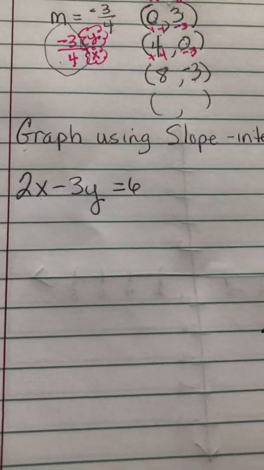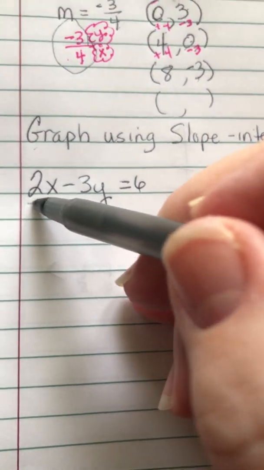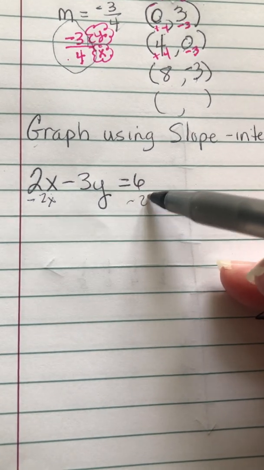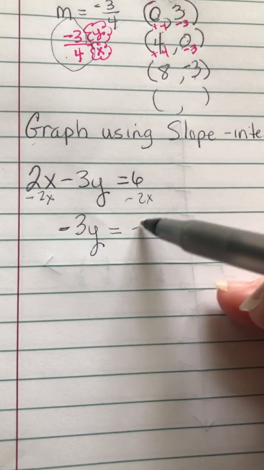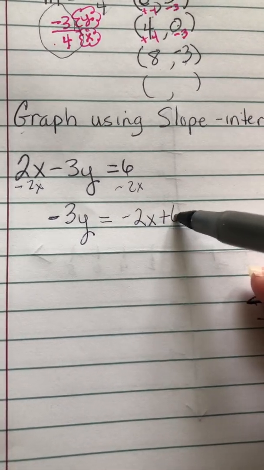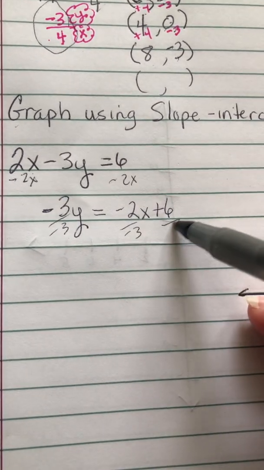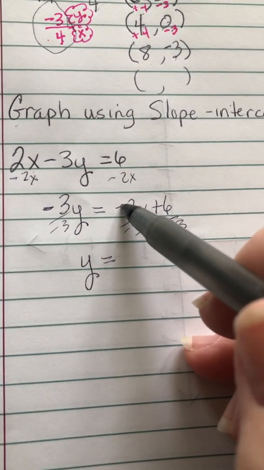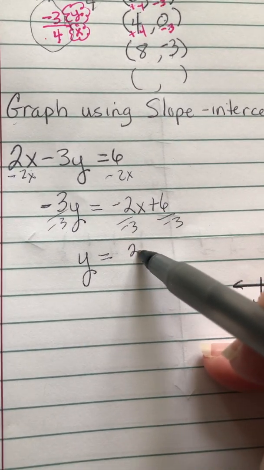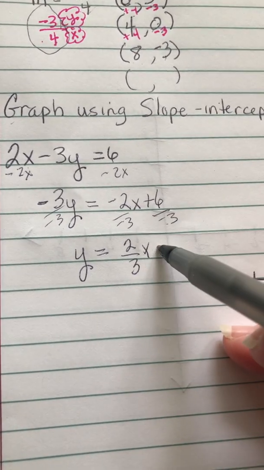So let's do another one of these. Again, we want to make sure that y is by itself. So we're going to subtract 2x from both sides to begin with so that we can get working towards y being alone. Then we're going to divide everything by negative 3 to get y alone. So now we have y equals a negative divided by a negative is a positive. So this becomes positive 2/3 x, and then positive divided by a negative is a negative.